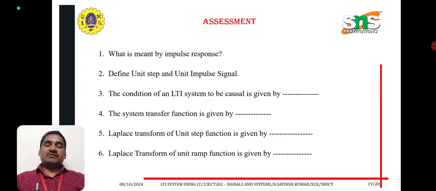The system transfer function is given by H(s) = Y(s)/X(s). The Laplace transform of the unit step function is X(s) = 1/s. The Laplace transform of the unit ramp function is X(s) = 1/s².